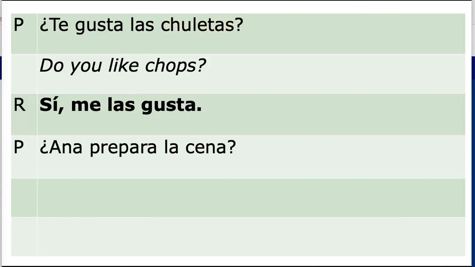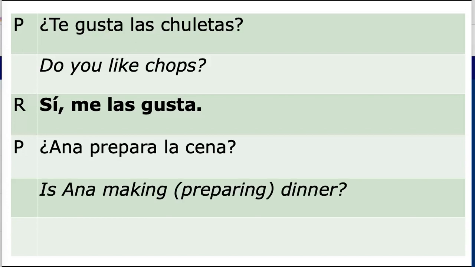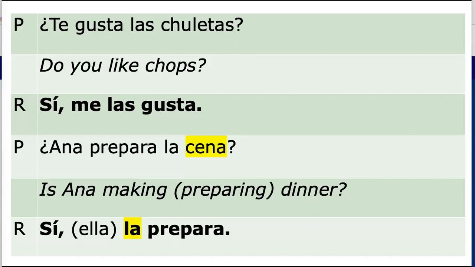Ana prepara la cena. Is Ana making dinner? I want you to say, yes, she is. Sí, la prepara. And I put ella in parentheses because it's correct to add it, but it's not necessary.